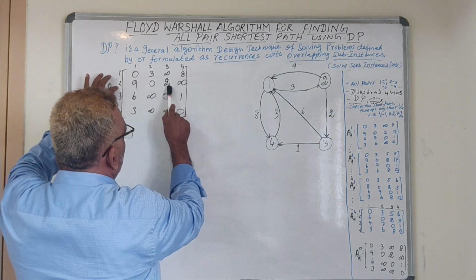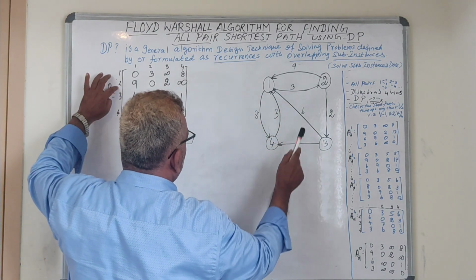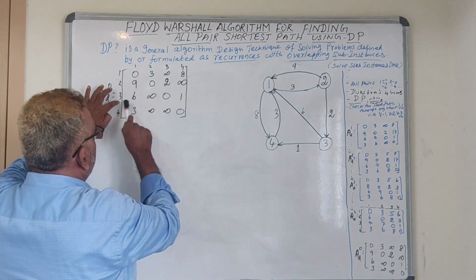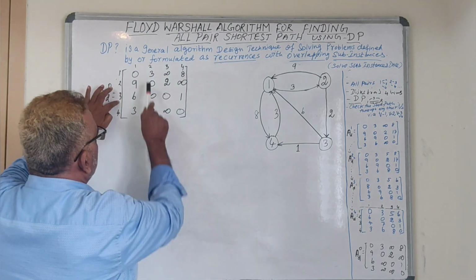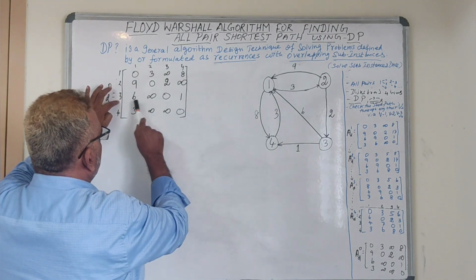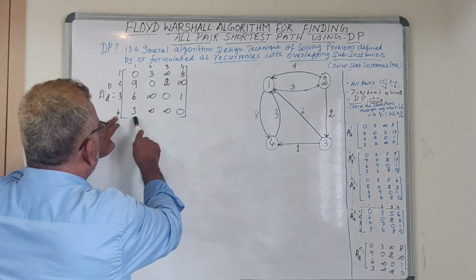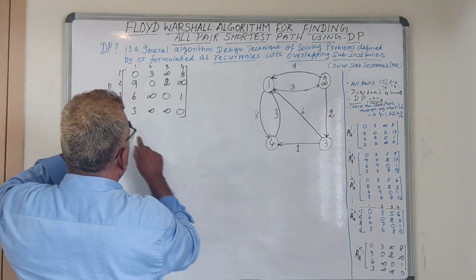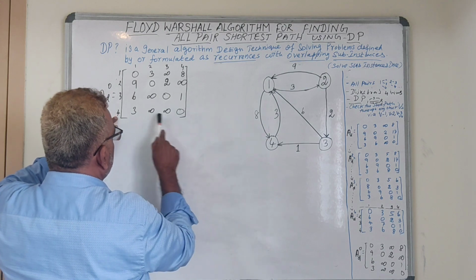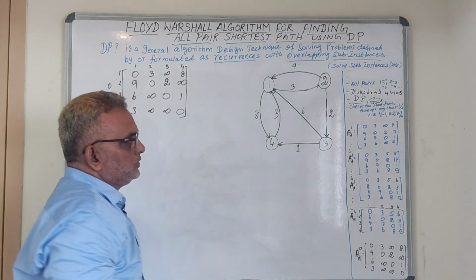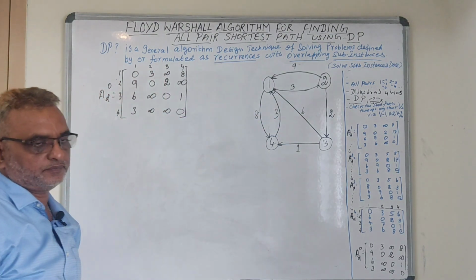Then 2 to 3, it is 2. 2 to 4, we don't have a direct link, so that is infinity. Similarly 3 to 1, it is 6. 3 to 2 we don't have a direct connection, that is infinity. 3 to 4 it is 1. Similarly 4 to 1 it is 3. Then 4 to 2, we don't have a direct link, so that is infinity. So this is how we can represent the graph in the form of a matrix.